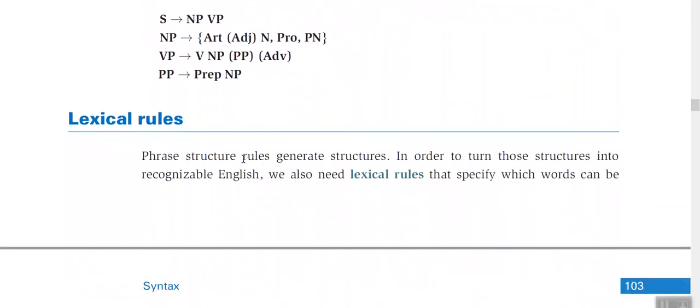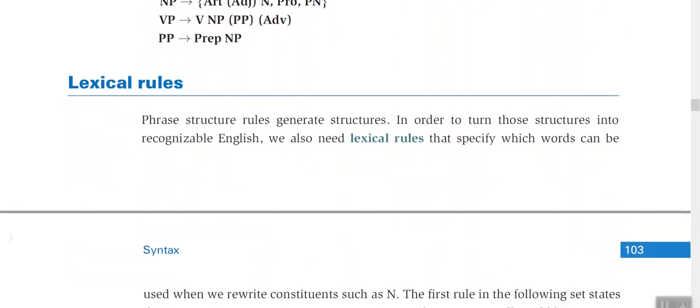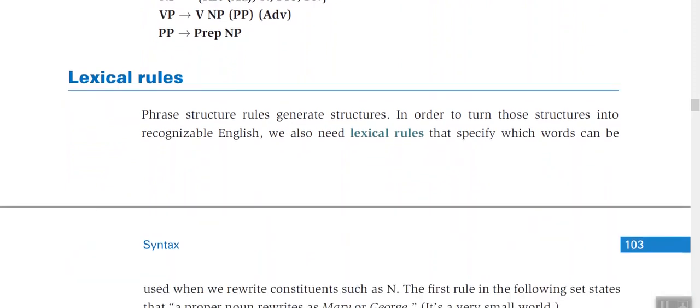Lexical rules. So now we know that the sentence has a noun phrase and a verb phrase, or a prepositional phrase. Sentence, noun phrase, verb phrase. We are going to talk about this and explain it in a tree diagram. Then we have lexical rules. Phrase structure rules generate structures. See? Phrase, we talked about this. Phrase structure rules. What do they generate?